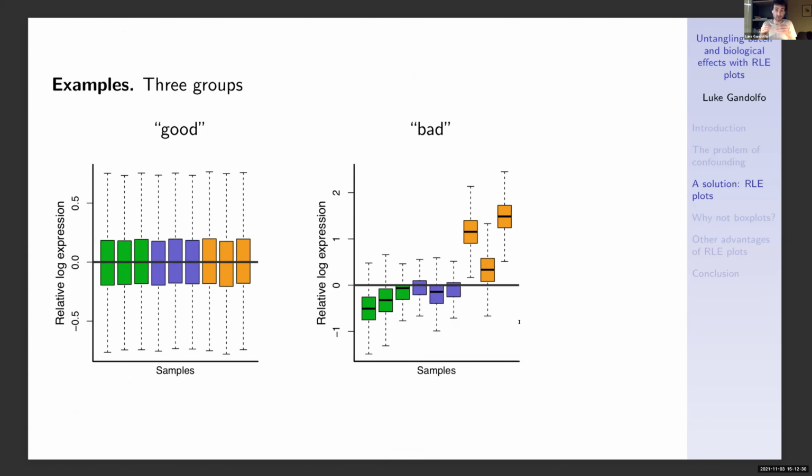So to get a bit more of an idea of what's going on here, here are some cooked up examples. Here is an RLE plot that looks good. It's indicating that there are no technical effects, because the medians of the boxes are centered on 0, and the boxes are roughly the same size. And on the right is a very bad RLE plot, where the medians are not centered on 0 and the boxes are all over the place. That is an RLE plot strongly indicating that we've got serious technical effects here.